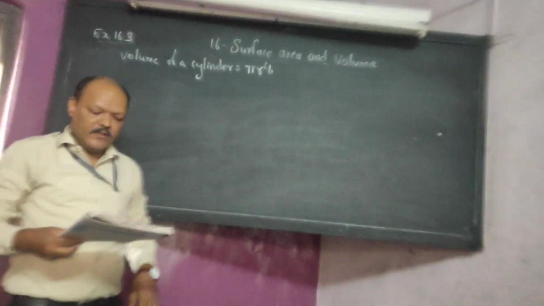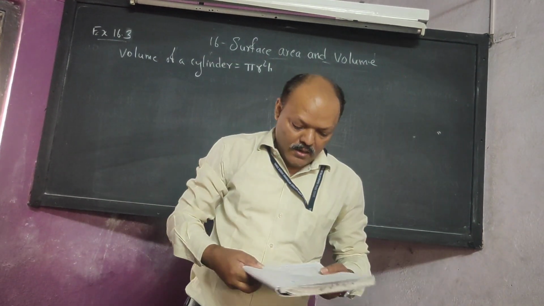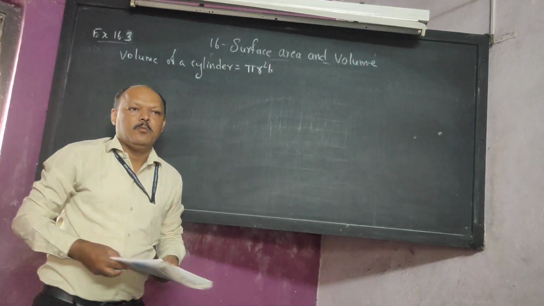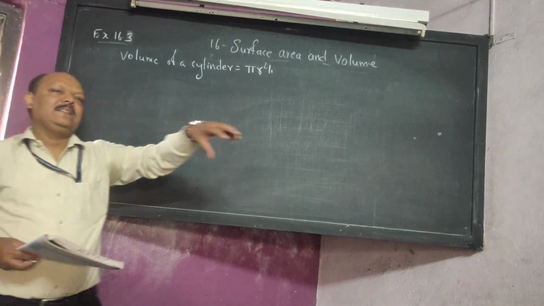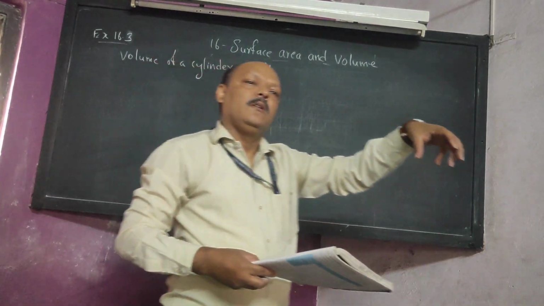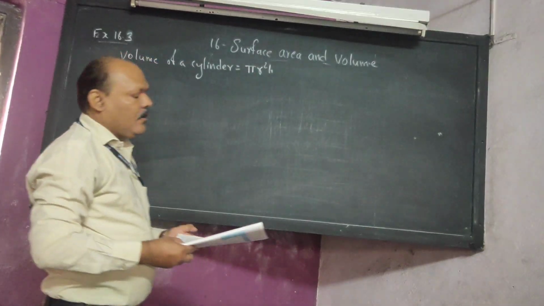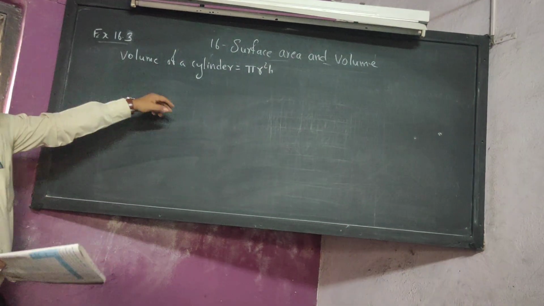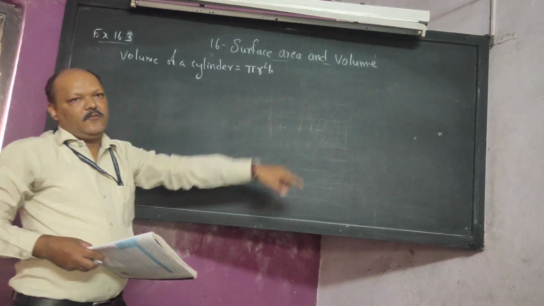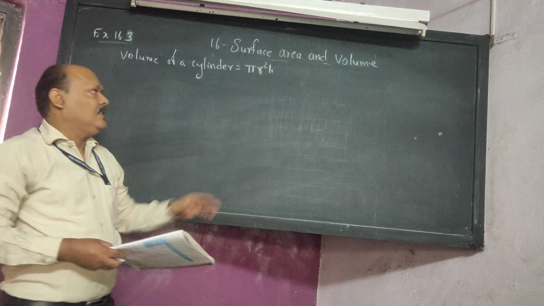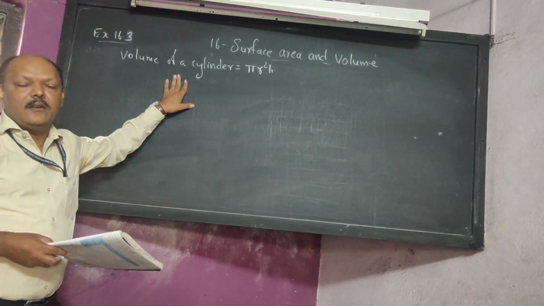Okay, students, we will start with exercise 16.3. This exercise is based on the volume of a cylinder. Volume means the space inside the drum. Is it clear? To find the volume of a cylinder, the formula is pi r square h. What is the formula? Pi r square h. This is the third formula of the cylinder we are studying.